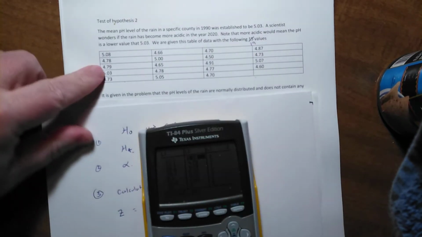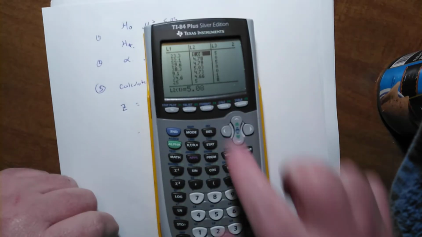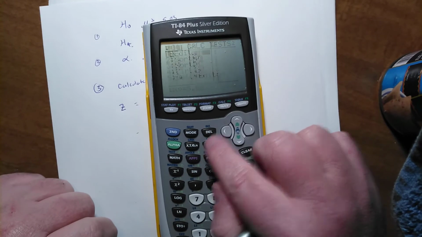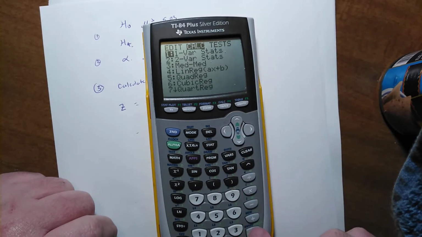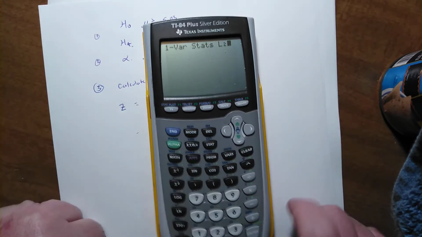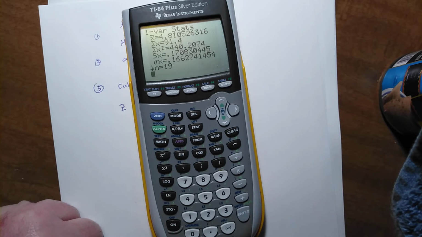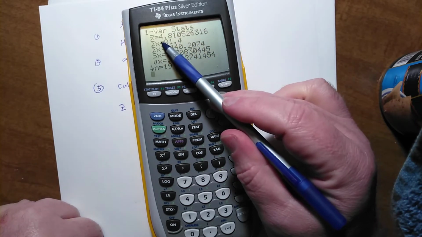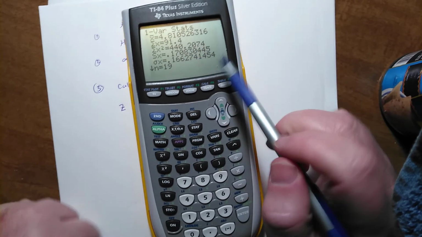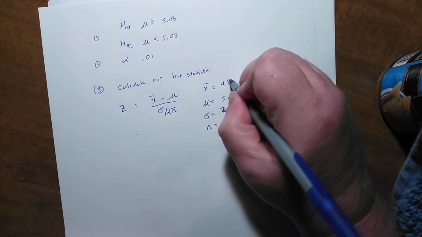and that's what's going on here. So 5.08, 4.78, and so on. I put this all in list 2 so that I would have it. We're going to go back to stat. We're going to go to calculate, one variable statistics, on list 2, and we're going to call that good. Okay, so my x bar here was 4.8105 or 4.81. Okay, so we're going to call this 4.81.